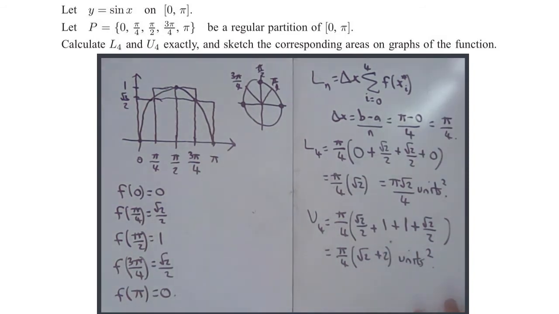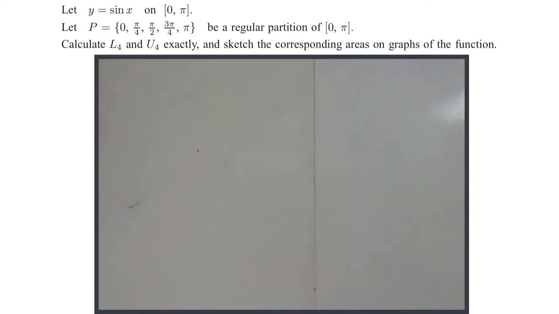squared. So the true area under this curve, we don't know what it is. Obviously we do have the tools to work it out, but we know that it's bigger than pi root 2 over 4, and it's smaller than pi over 4 times root 2 plus 2. I've already talked about the sketch, I'll just show them separately.